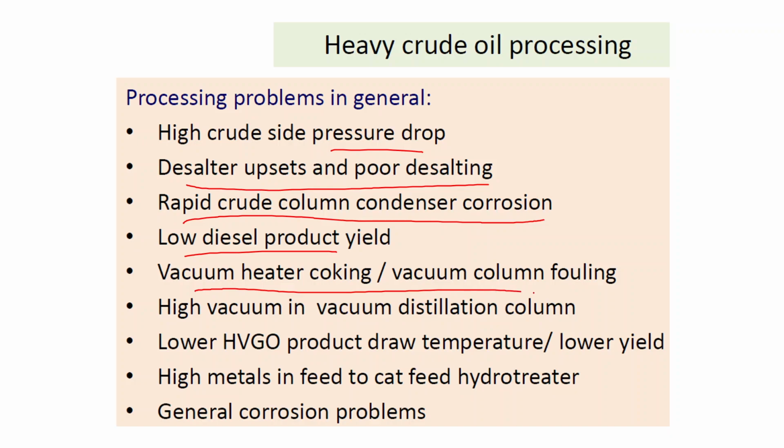Vacuum heater coking and vacuum column fouling. Likewise here and here the same problem is there: due to these heavy crude oils, huge impurities, fouling and corrosion problems occur. And high vacuum is required in the vacuum distillation unit due to the higher viscosity. Lower HVGO product draw temperature, lower yield.